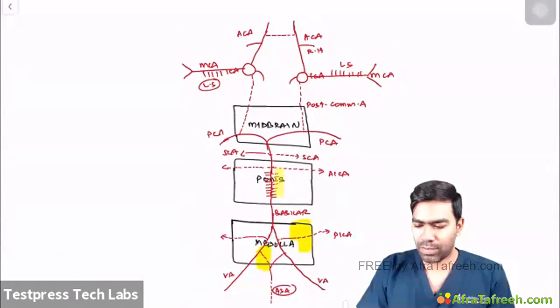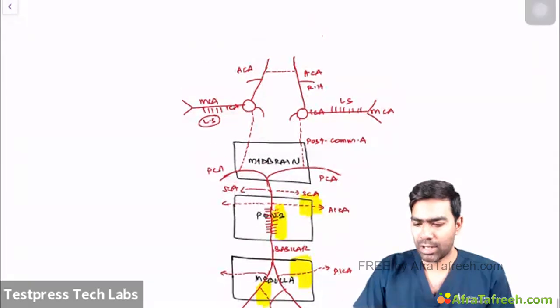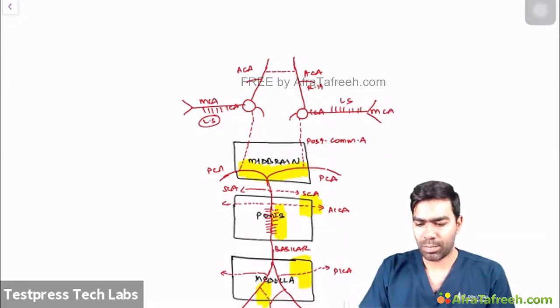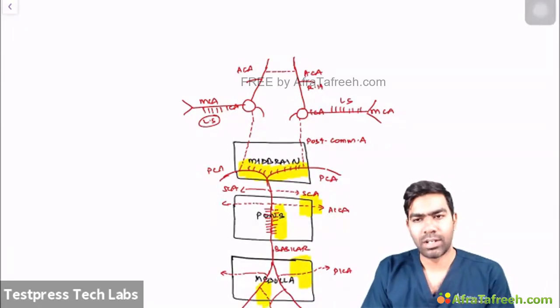And the medial aspect of the pons is primarily supplied by the basilar artery, and the lateral aspect of the pons is primarily supplied by the anterior inferior cerebellar artery. And the entire midbrain is basically supplied by the posterior cerebral artery. So this is what you have to understand. And the posterior cerebral artery gives a lot of perforating branches. Some small mini perforating branches from the posterior cerebral artery are going to supply the midbrain basically.